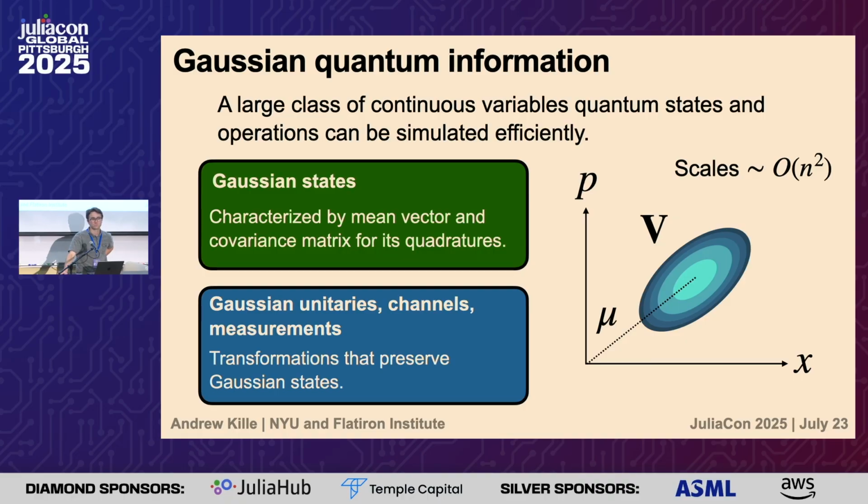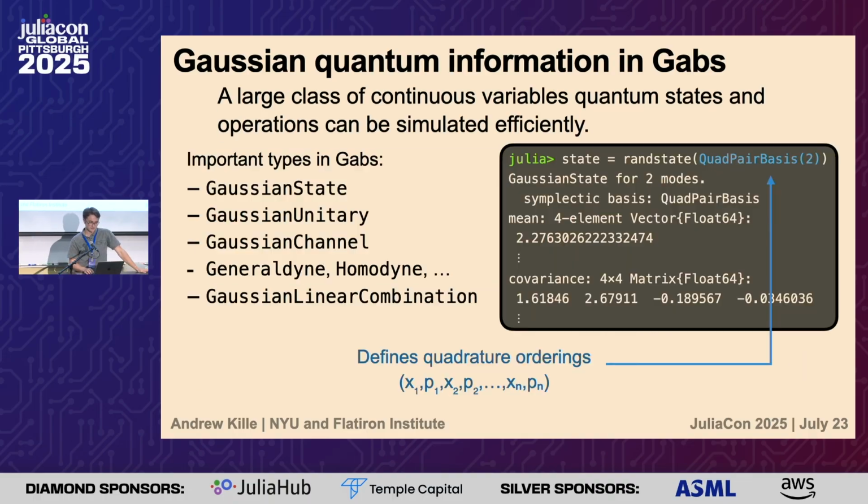So there are unitary transformations that in the phase space resemble symplectic operations. So you might have heard of that from your classical mechanics course, maybe. But you can also have bosonic channels that are Gaussian and also do measurements like homodyne measurement, or you can even make those homodyne measurements noisy and generalize them to heterodyne or generalodyne measurements.